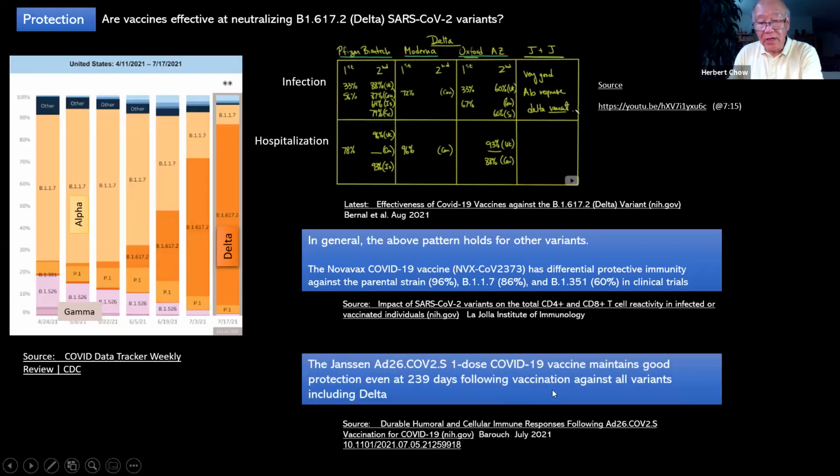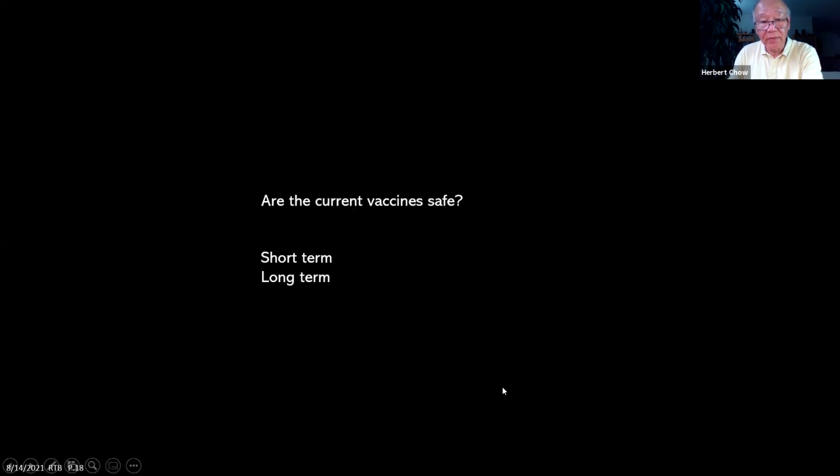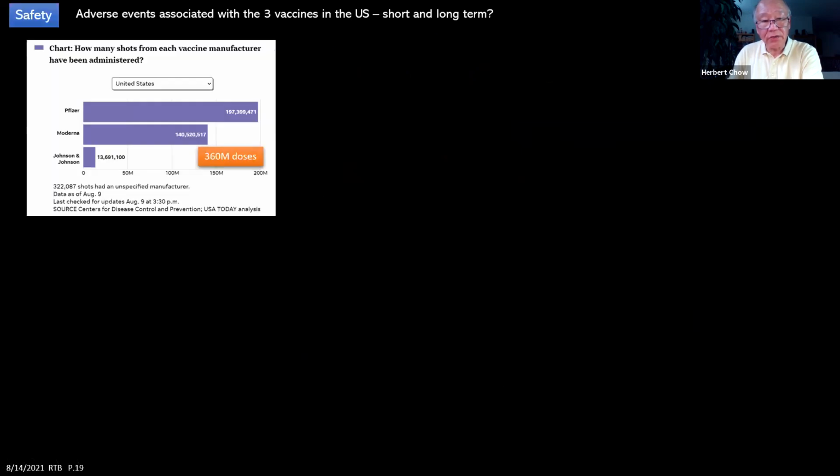So the Janssen's, you go take a look at it. Seems like the efficacy is still good even against Delta. So what are the vaccine safety, short-term and long-term? We now have 360 million doses in the US. If you combine with the doses given in the world, it's a very substantial amount of data we're looking at.